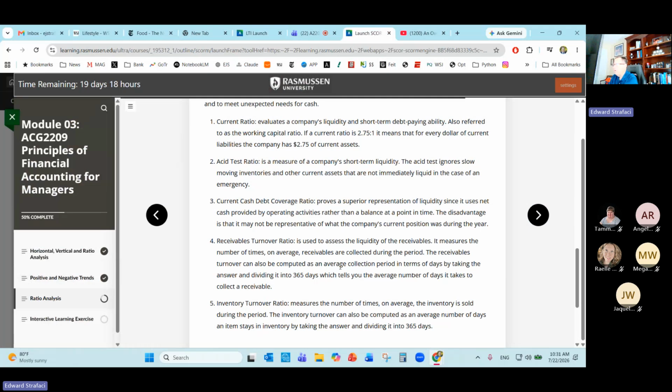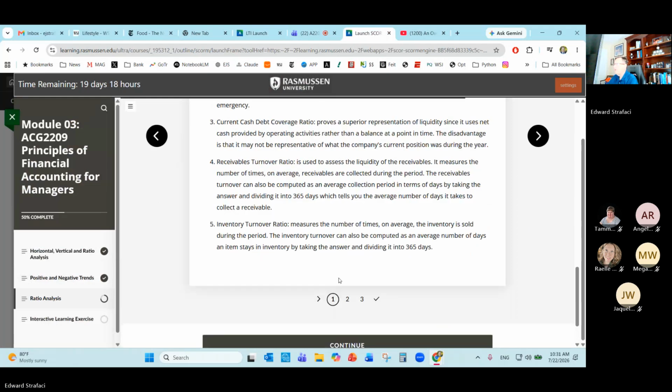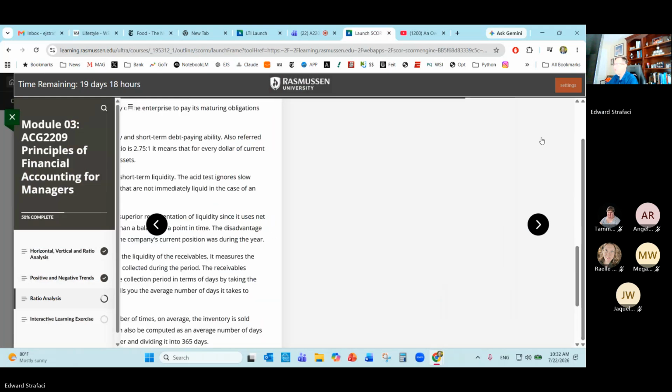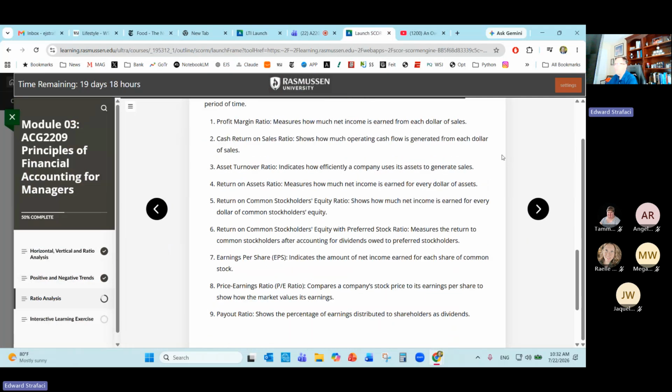You want to look at how often you're covering your debt. How often are you turning over the money that you loaned? We talked about that. And how often is your inventory turning over? Profitability ratio, how profitable are you? How often are you turning over assets? What's your return on equity? What's your earnings per share?